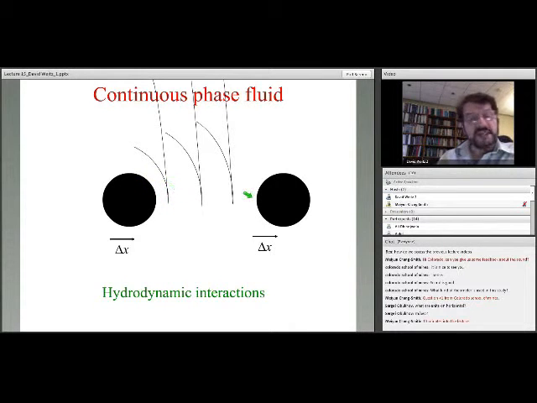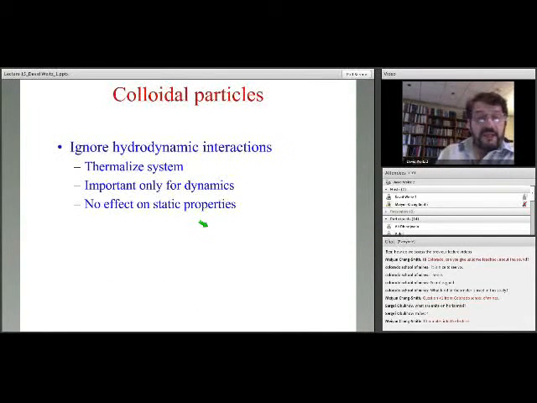So hydrodynamic interactions, while they're very important, are also very difficult to fully describe. They depend intrinsically on the motion of the particles. So if you look at a static property of a system, that is, something that's time averaged, then it cannot depend on hydrodynamic interactions. Hydrodynamic interactions can only affect the dynamics of the system, not the statics of the system. Okay, so most of what I'm going to talk about, I'm going to assume that the system is thermalized. I'm going to ignore hydrodynamic interactions except as they affect the dynamics, and I'm going to assume that they have no effect on the statics.